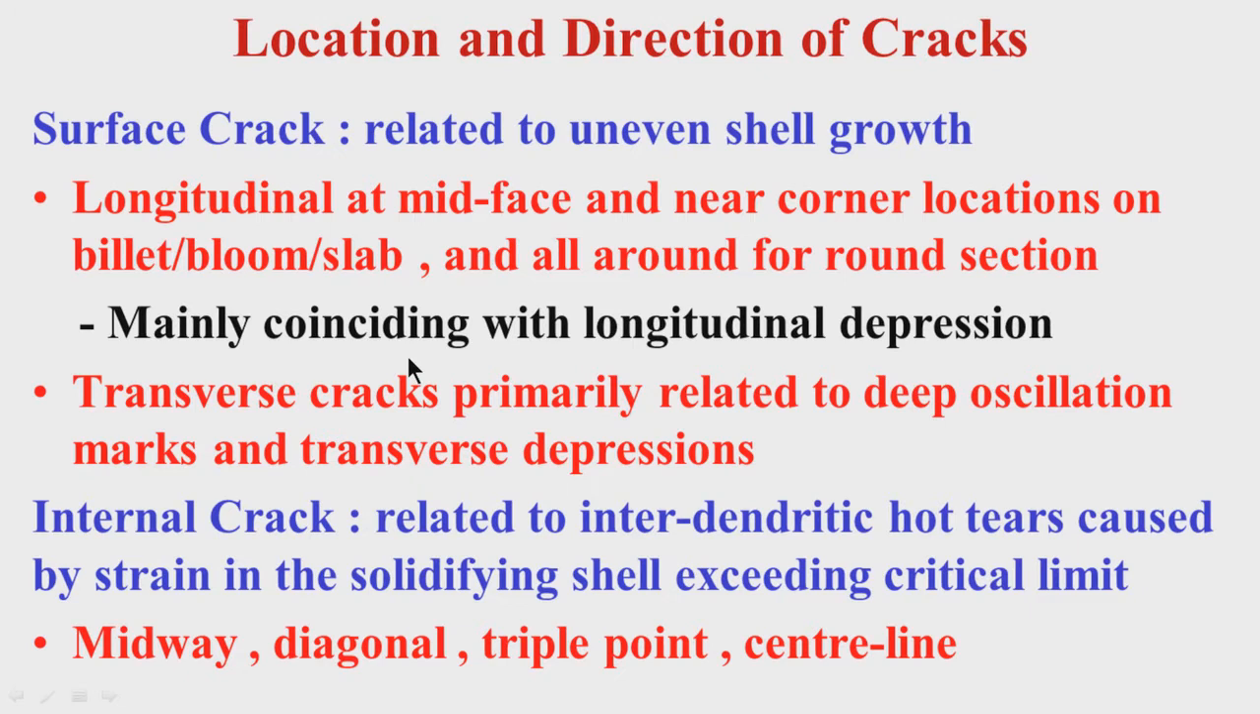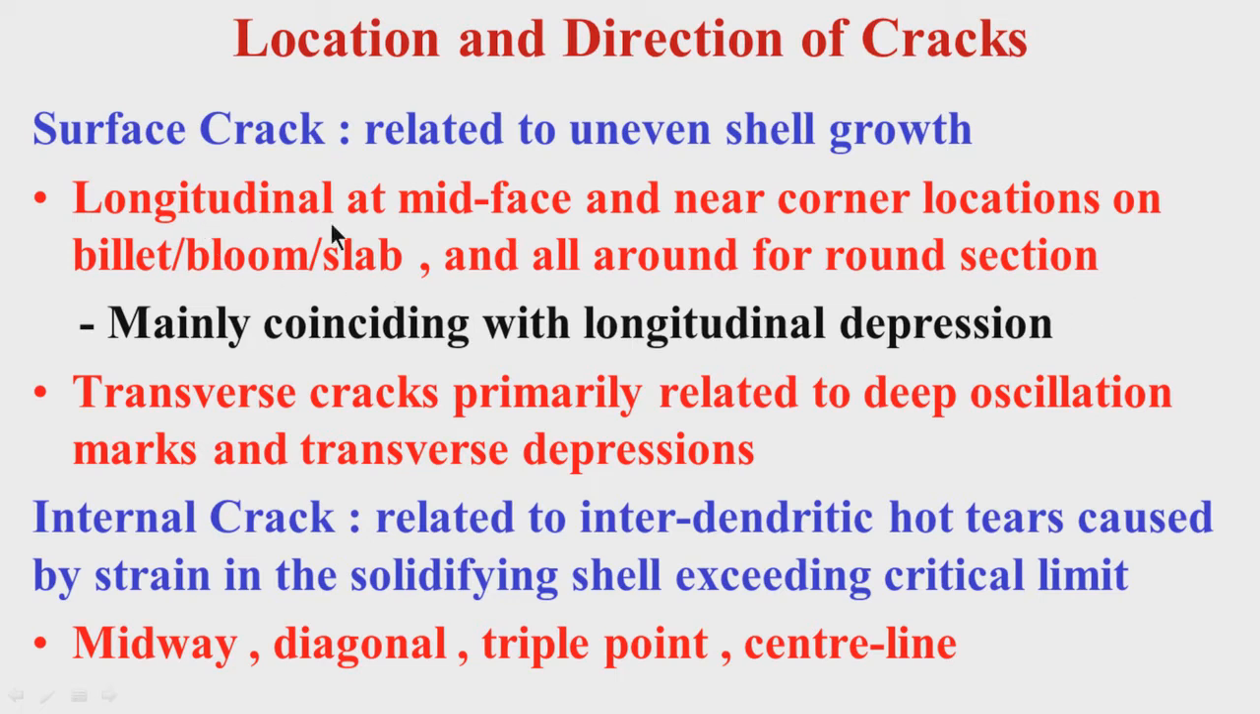In the last session I discussed the location and the direction of the cracks in the cast products, how the defects will look, whether on the surface or internal. There are two basic categories. One is the surface crack, which you can see on the surface itself of the cast product, whether it is bloom or billet or round or slab.